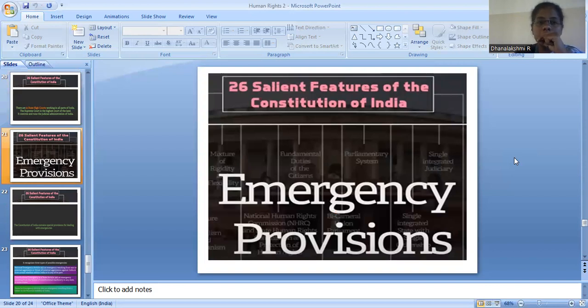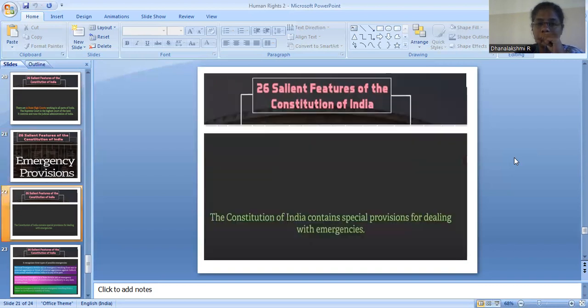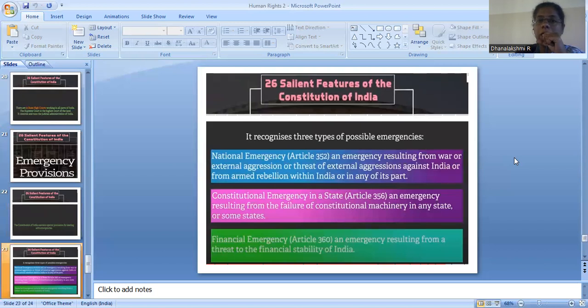Then emergency provisions. The Constitution of India contains special provisions for dealing with emergency. So we'll see what that is. It recognizes three possible emergencies. One is called national emergency under Article 352, an emergency resulting from war or external aggression or threat of external aggression against India or from armed rebellion within India or in any of its parts. This is national emergency.